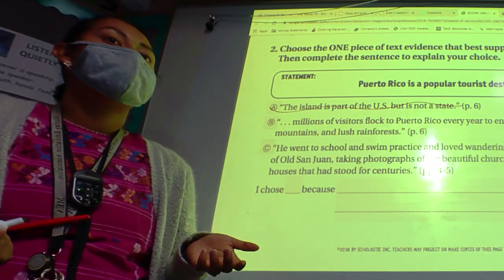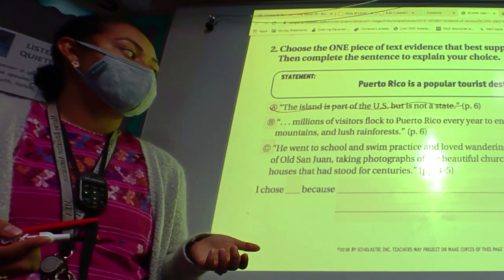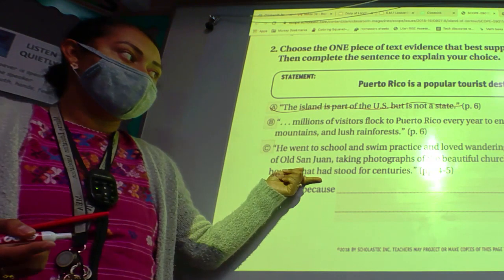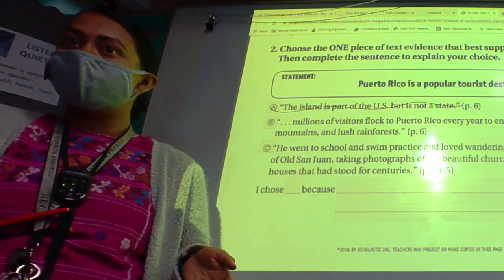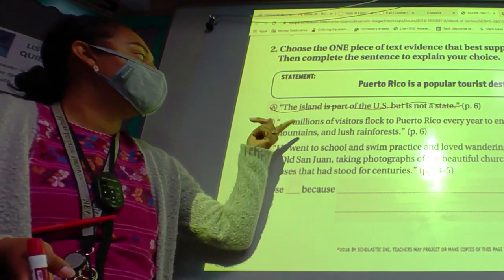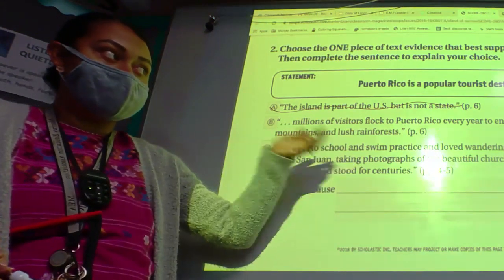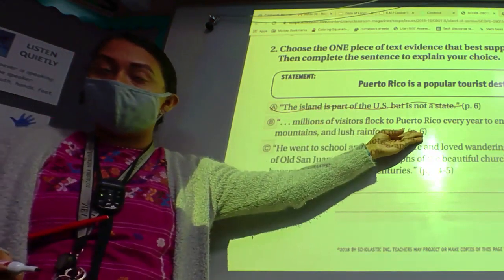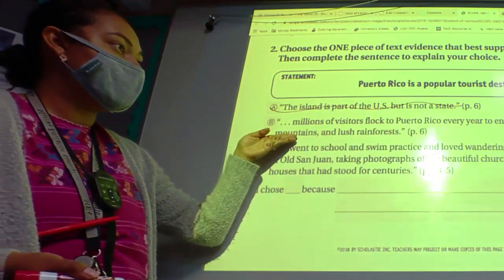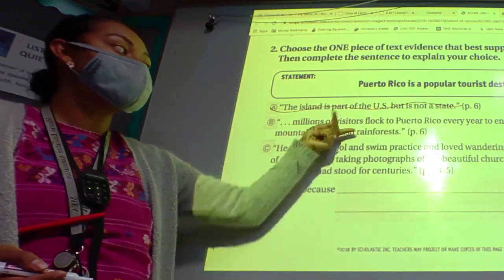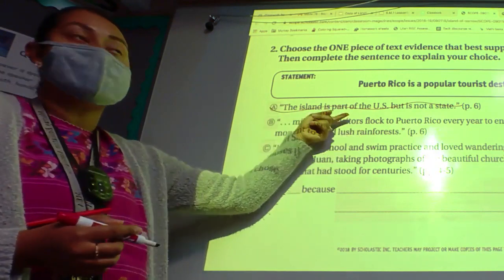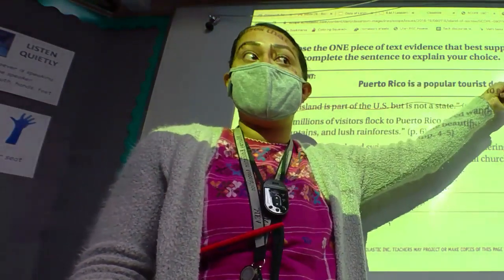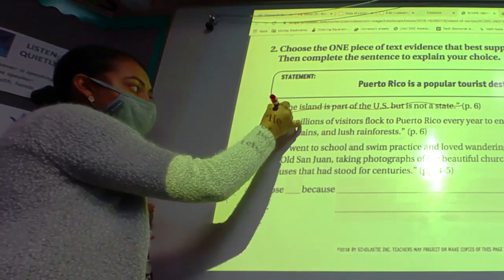C is mostly just explaining Salvador's daily walk around his neighborhood, right? B is more of when you go on vacation: millions of visitors flock to Puerto Rico for sandy beaches, sweeping mountains, and lush rainforests. So this one is more specific because it says millions of visitors. If a place is having millions of visitors, it's definitely a popular tourist destination. Okay, so let's go with B.